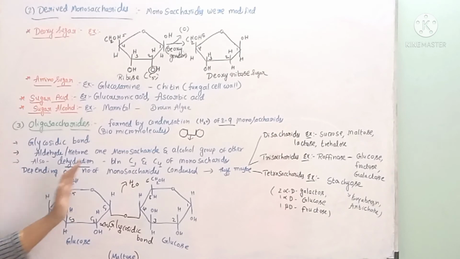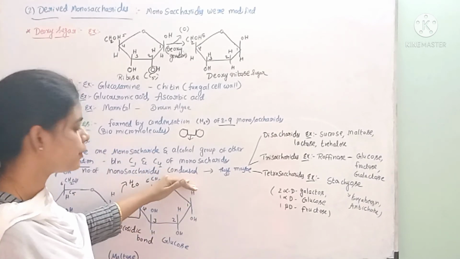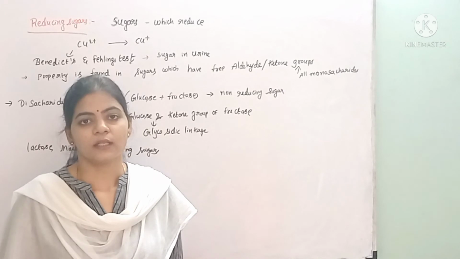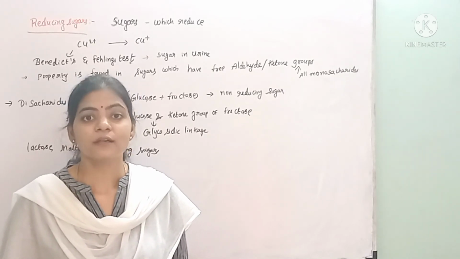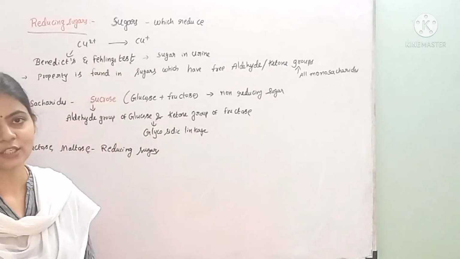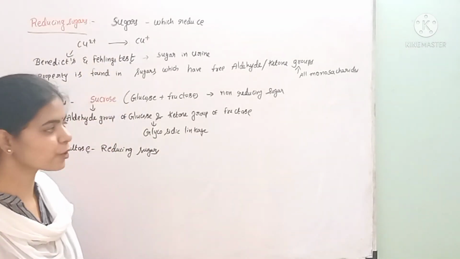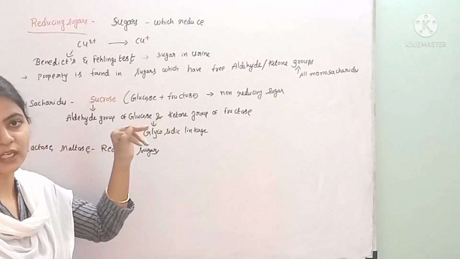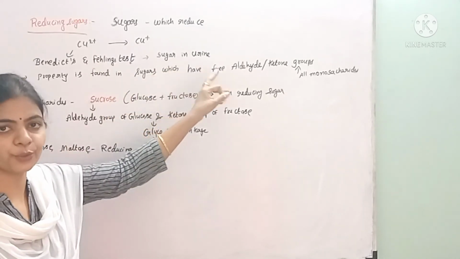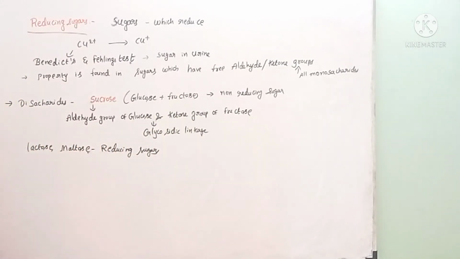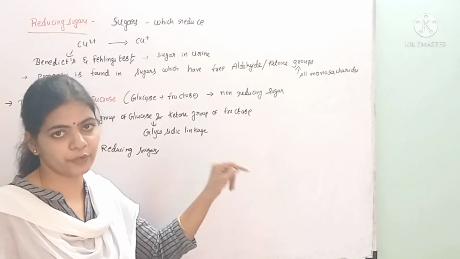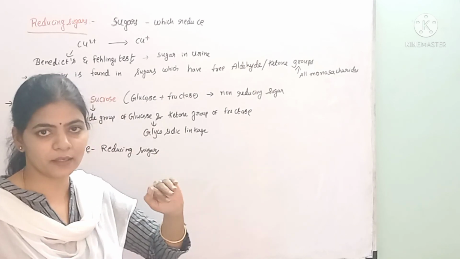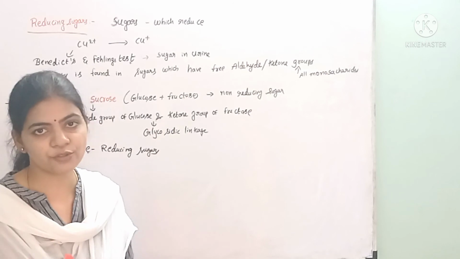Like this, depending upon the number of monosaccharide contents, we have different oligosaccharides. Reducing sugars. The reducing sugars are the sugars which reduce cupric ions to cuprous ions. And this property is the basis for the Benedict and Fehling tests. This test is done in the laboratory to identify whether sugar is present in the urine or not. And this property is found in sugars which have a free aldehyde or free ketone group. This is seen in almost all monosaccharides. There is a free aldehyde or ketone group available. Hence almost all monosaccharides are reducing sugars only.